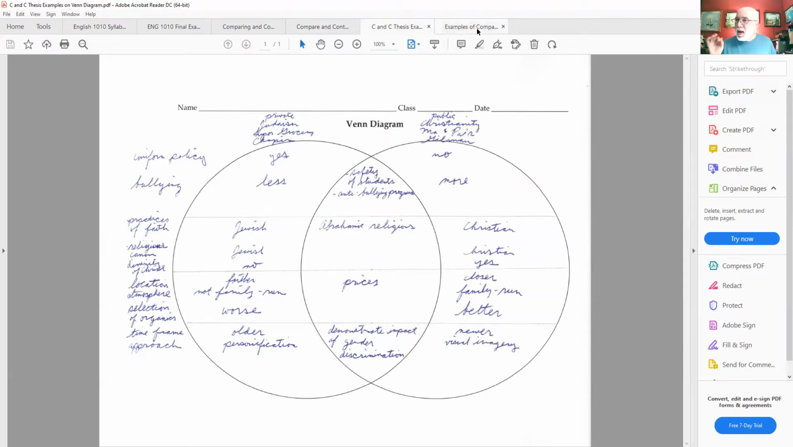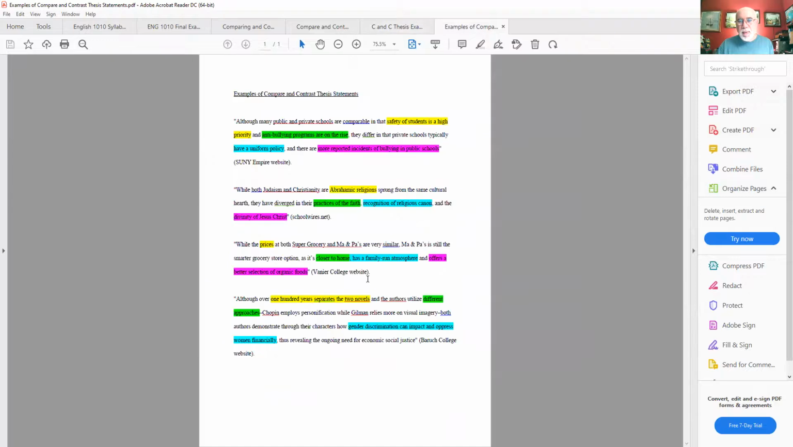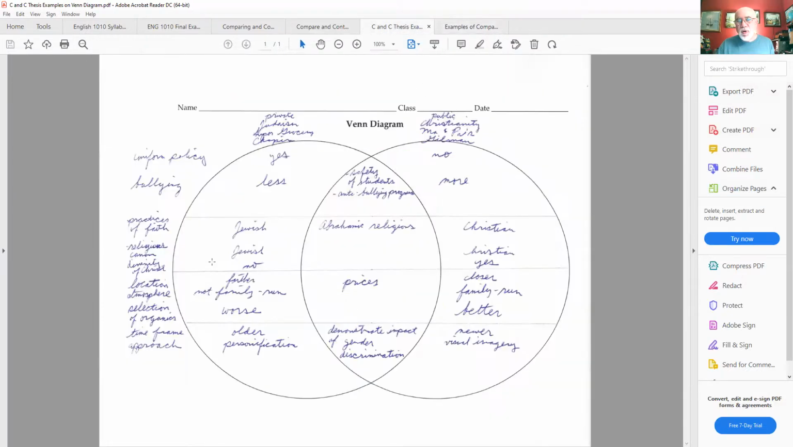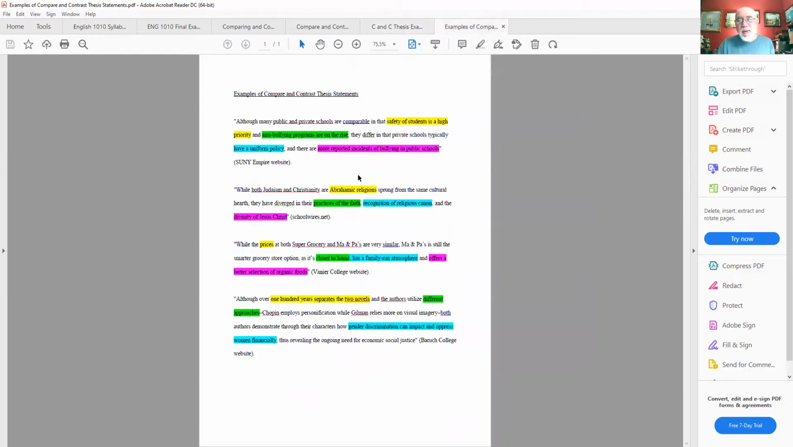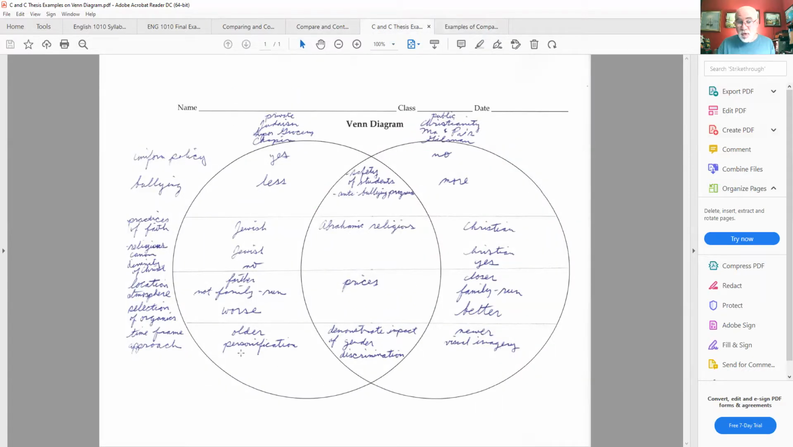I think when you think about it this way, it helps you to write your thesis statement. It helps you to outline your essay, right? Okay, so all right, family run atmosphere, yes. What is the atmosphere? This is like obvious stuff, but the one is family run, the one is not family run, okay? And then finally, the third one was the better selection of organic foods, all right? Better and worse, all right?